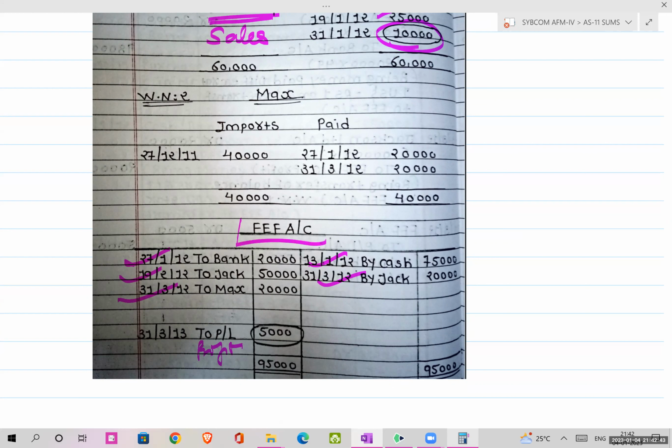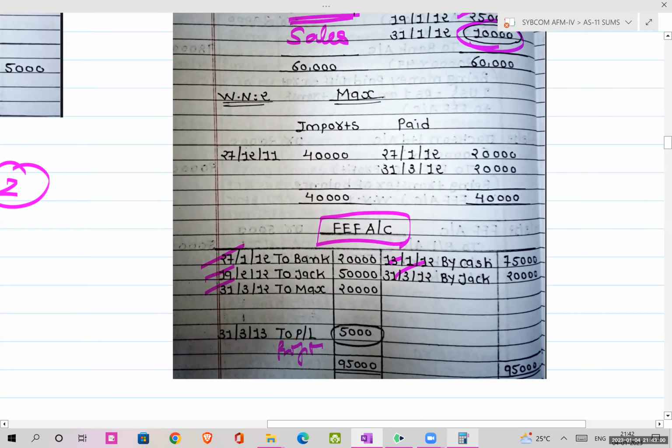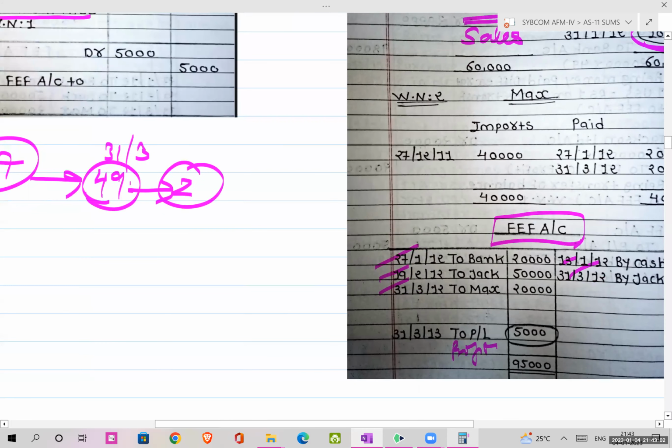Don't forget this. Wherever there is FEF account passed in the journal entry, give the posting in the ledger account. Okay, so there are 5 journal entries which will be posted, and the difference will go to P&L. Okay, and you have to pass journal entry for that.